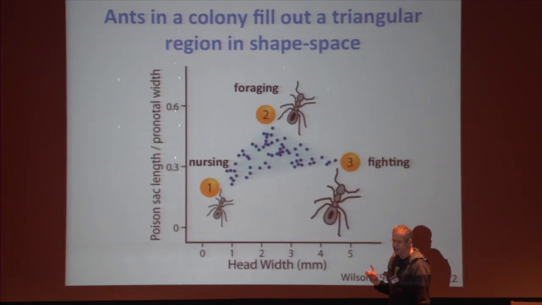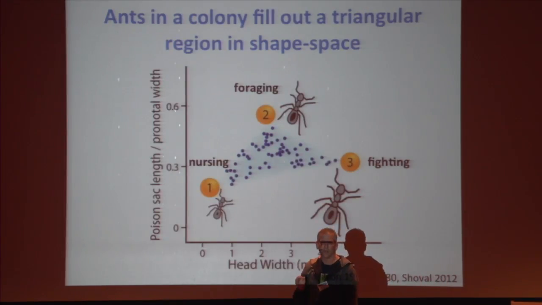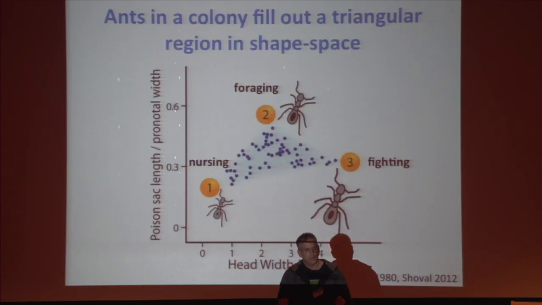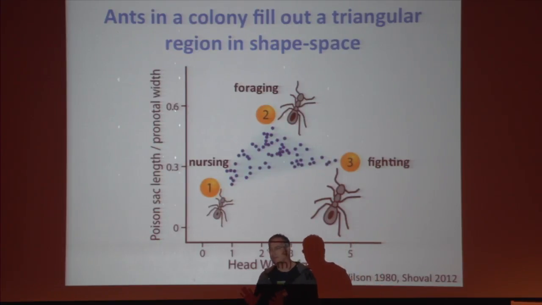In this case, each point here is not a different species. It's a different individual ant from a colony of leafcutter ants measured by E.O. Wilson. And the parameters, the traits, are the size of the ant and the relative size of the gland that makes the pheromone trail. And you also measure what these ants do.